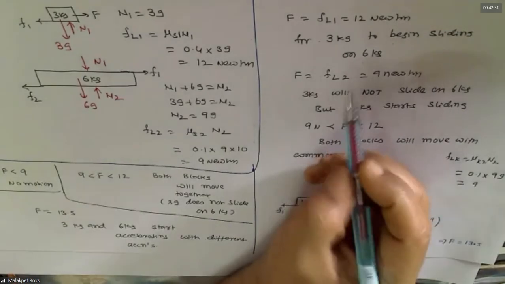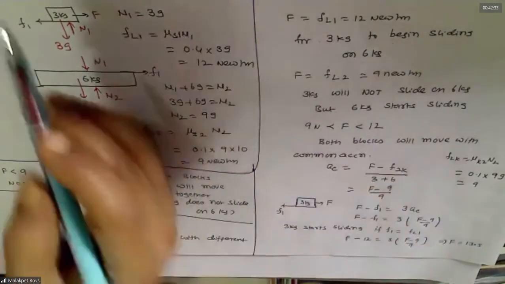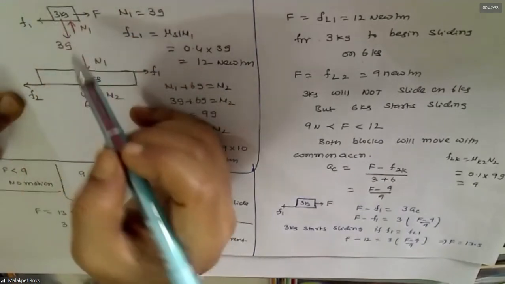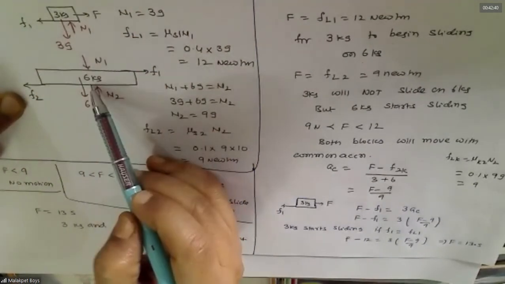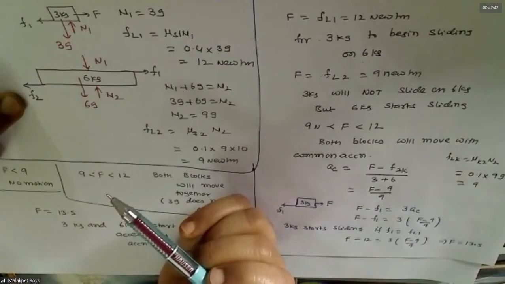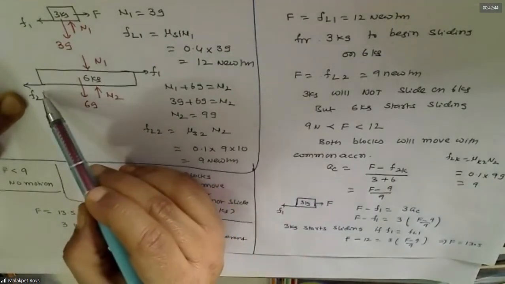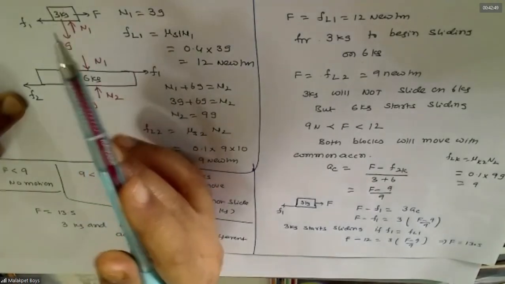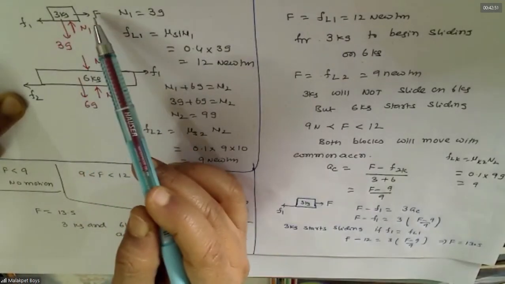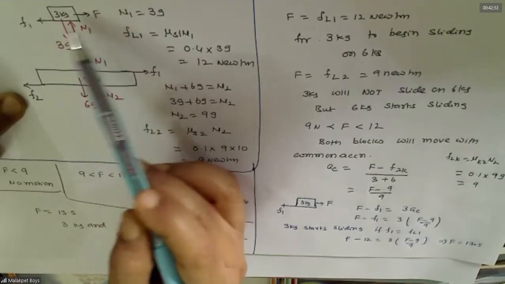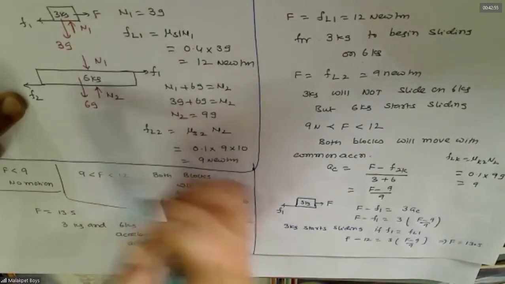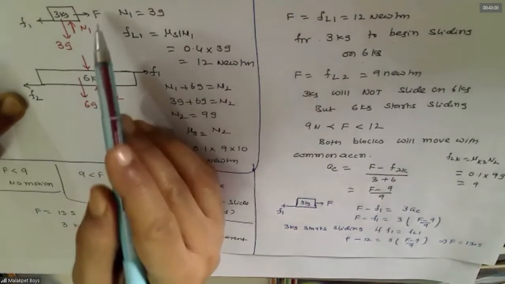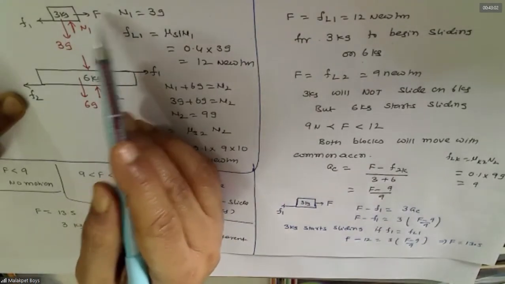See, till 9, the bottom one is 9, the upper one is this. Now for the 3 kg to slide on the 6 kg, you need how much? 12 newtons. Yes, sir. But the bottom will start moving at 9 newtons only, no? Yes, sir. That means when you are applying F and increasing F, unless this is more than 12, this cannot slide on this.